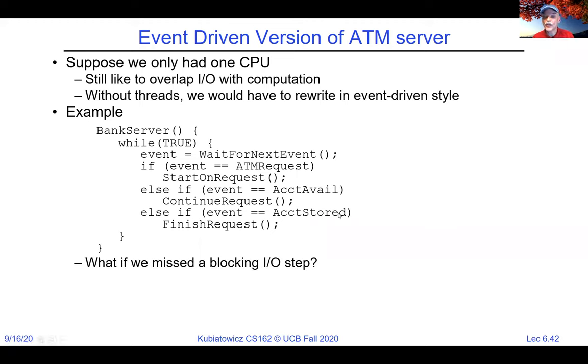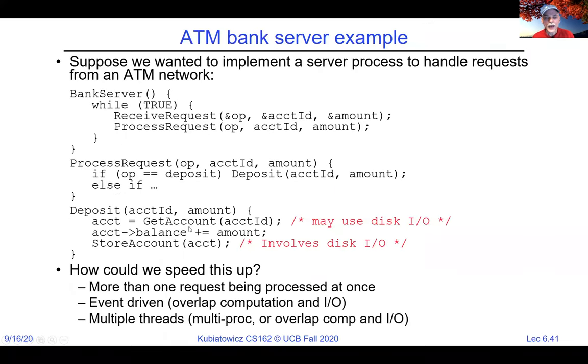We could build an event-driven version of this where we take that original task and we split it into a lot of pieces that are guaranteed to run to completion without ever stopping. So that would be, for instance, the first piece would be all the way up to getting the account ID and starting the disk I/O. And then another piece would be after the disk I/O is done, we would add to the balance. And the next thing would be after we've done that, we start our disk I/O. When that returns, that's another piece, and so on.